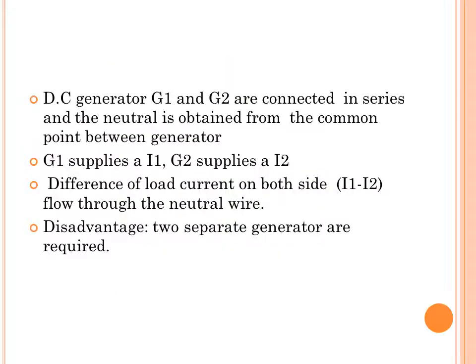DC generators G1 and G2 are connected in series, and the neutral is obtained from the common point between the generators. G1 supplies a current of I1, G2 supplies a current of I2. The difference of load current on both sides, I1 minus I2, flows through the neutral wire. Disadvantage of this system is it requires 2 separate generators.